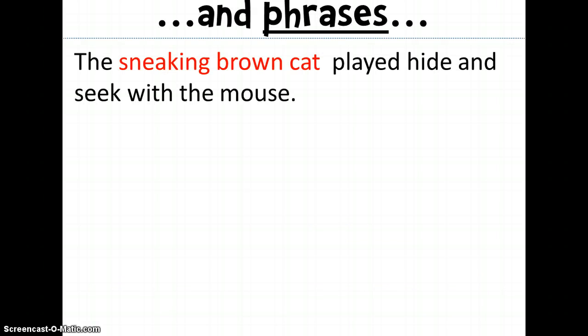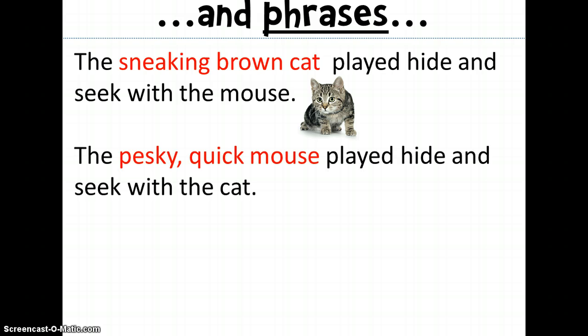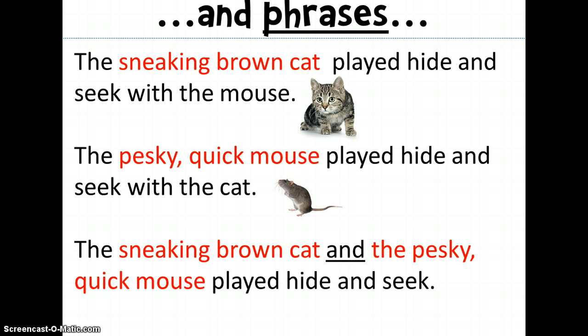So let's look at phrases. The sneaking brown cat played hide and seek with the mouse. Sneaking brown cat is our phrase. We don't have a noun or pronoun doing a subject in this group of words, so it's considered a phrase. How about this one? The pesky quick mouse played hide and seek with the cat. Pesky quick mouse is the phrase. Now we can combine those two together. The sneaking brown cat and the pesky quick mouse played hide and seek. So that conjunction and helps us to join those phrases.